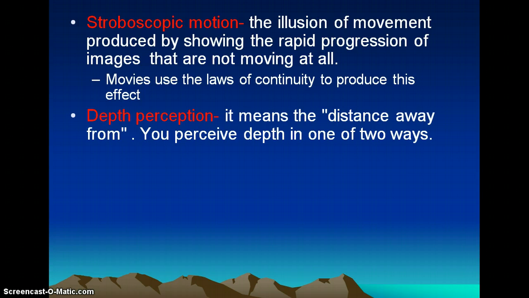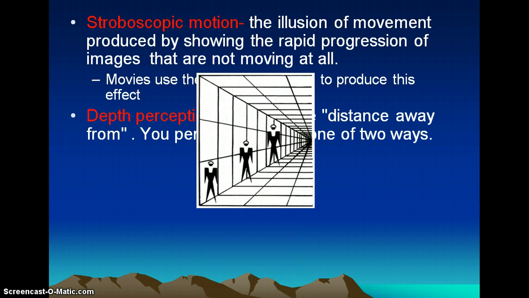Depth perception. How do we see depth perception? It's the distance away from things. You perceive it in one of two ways. This is using a monocular cue called perspective. You look back, there's a vanishing point to the right. These are the things you learn in your art classes.